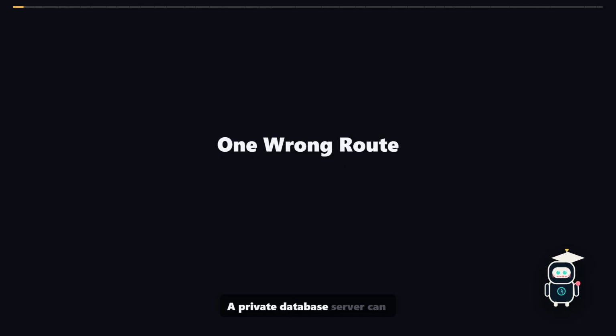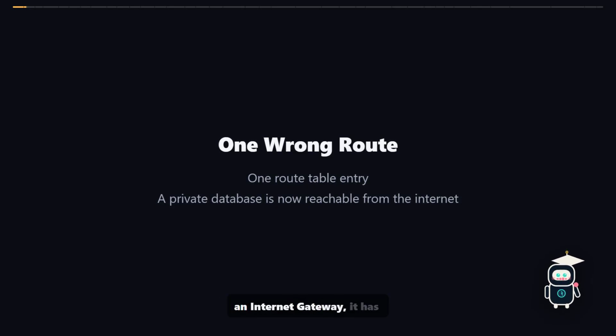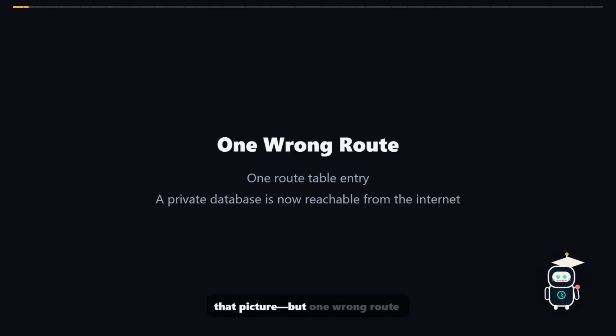A private database server can become reachable from the internet when several settings line up the wrong way. Its route table sends internet traffic to an internet gateway, it has public addressing, and its security controls allow the connection. Routing is only one piece of that picture, but one wrong route can turn a private design into one that is much easier to expose.